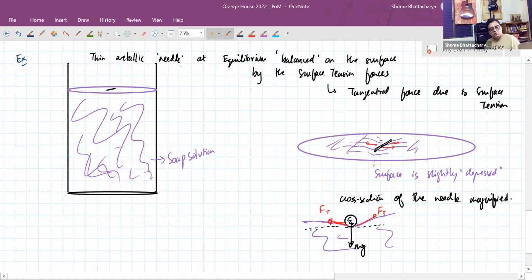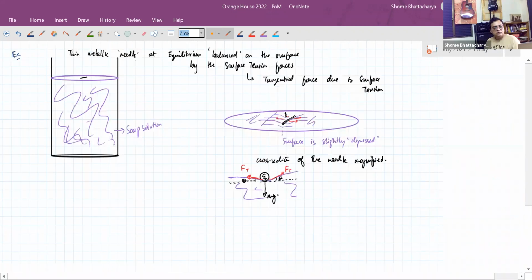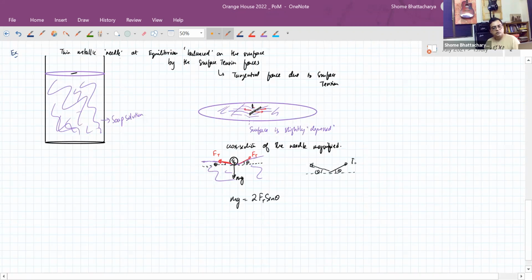So these two angles are theta, and L is the length of the rod, I mean the length of the needle. Then from this free body diagram, you can see that mg is balanced by the vertical components of these forces, because these forces are acting like this. Where this tangential force is the surface tension of the liquid times the length of the needle.